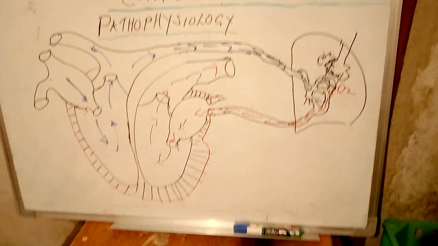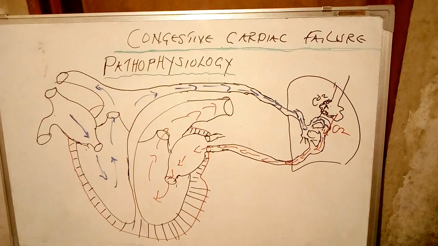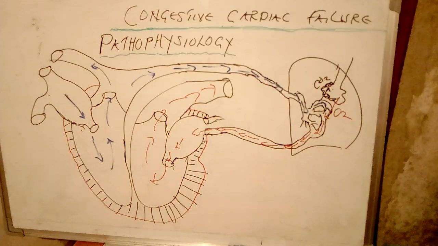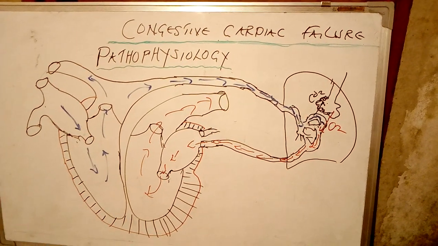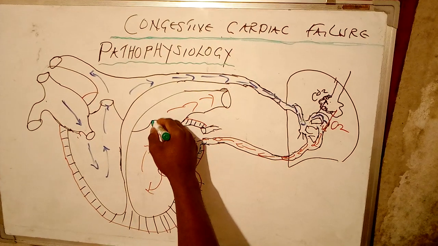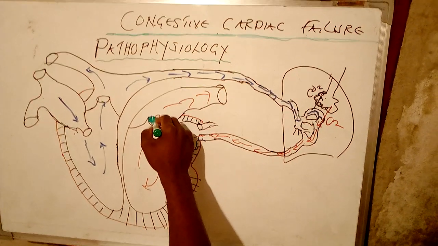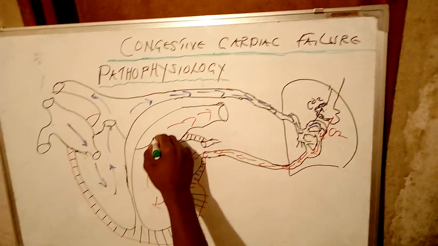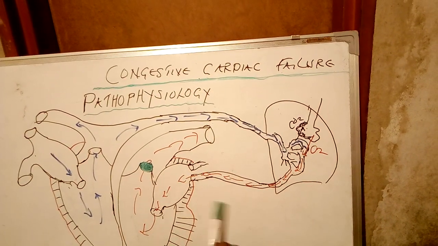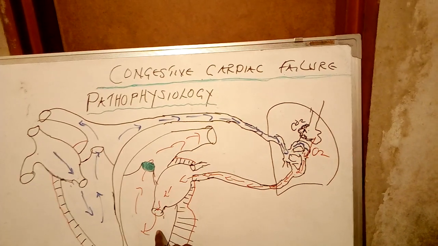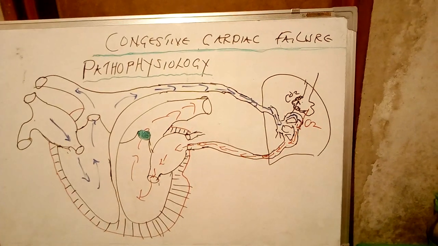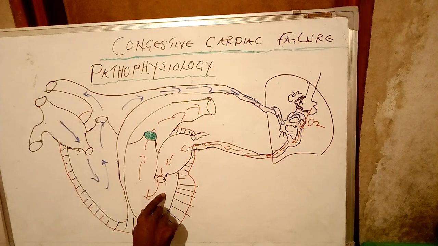Now, because of those predisposing factors, for example, we said that valvular disorders cause congestive cardiac failure. Let us say you have aortic stenosis. This valve is not opening, due to some reasons. There's stenosis at the aortic valve. If there's aortic stenosis, the left ventricle is going to fail to pump blood out into the systemic circulation, and blood is going to build up in the left ventricle.